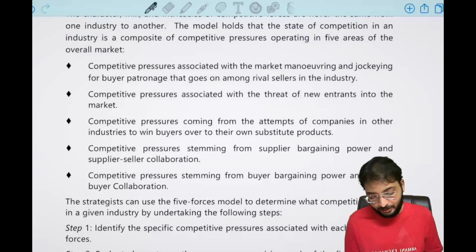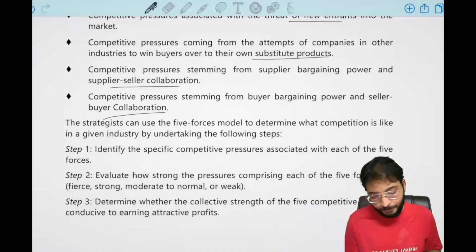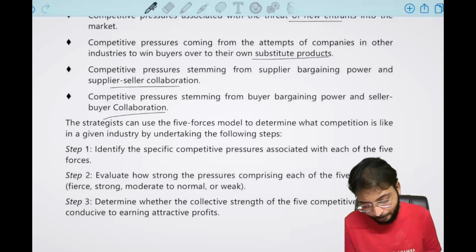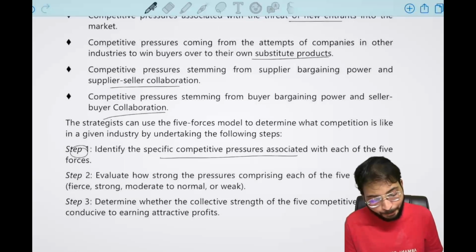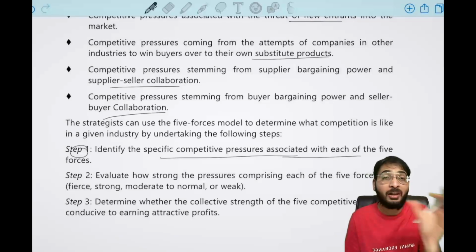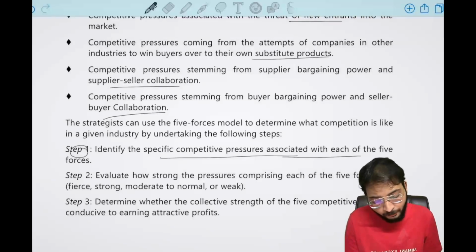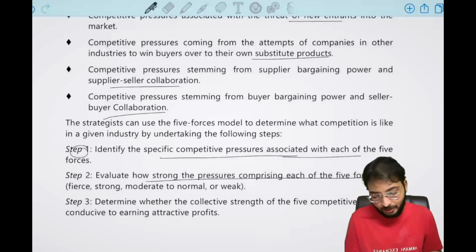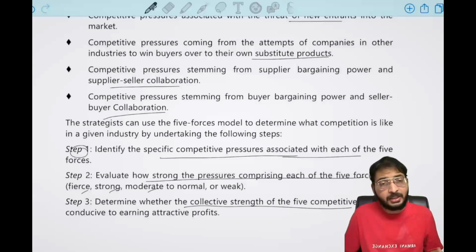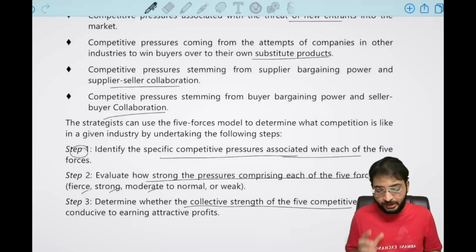Now, these five they have given: rivalry, threat from new entrants, bargaining power of buyers and suppliers, and substitutes. Now, step one, you identify what are the specific competitive pressures out of five. When you're starting a business, not all five will be there. You'll see at least two or three, right? And you see how strong that particular force is, whether it is fearful, strong, or moderate, and then you do the collective strength.